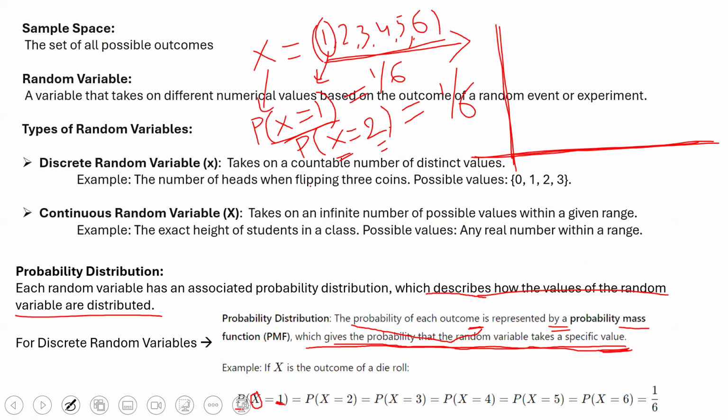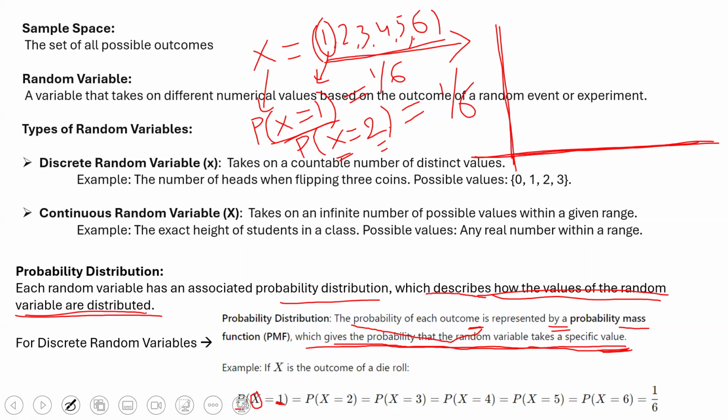What is probability distribution? Probability distribution is associated with random variables. Each random variable has an associated probability distribution, which describes how the values of the random variables are distributed. So this is a graph which describes the probability distribution of a random variable.